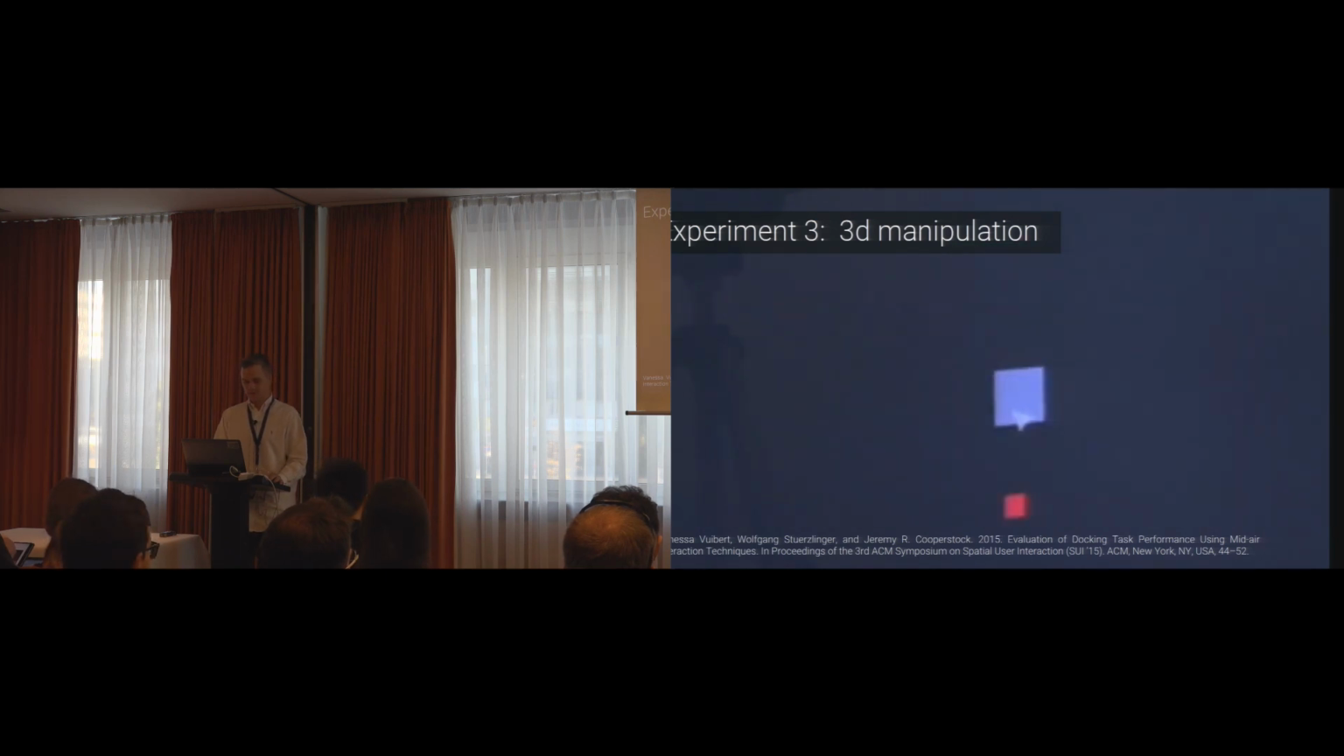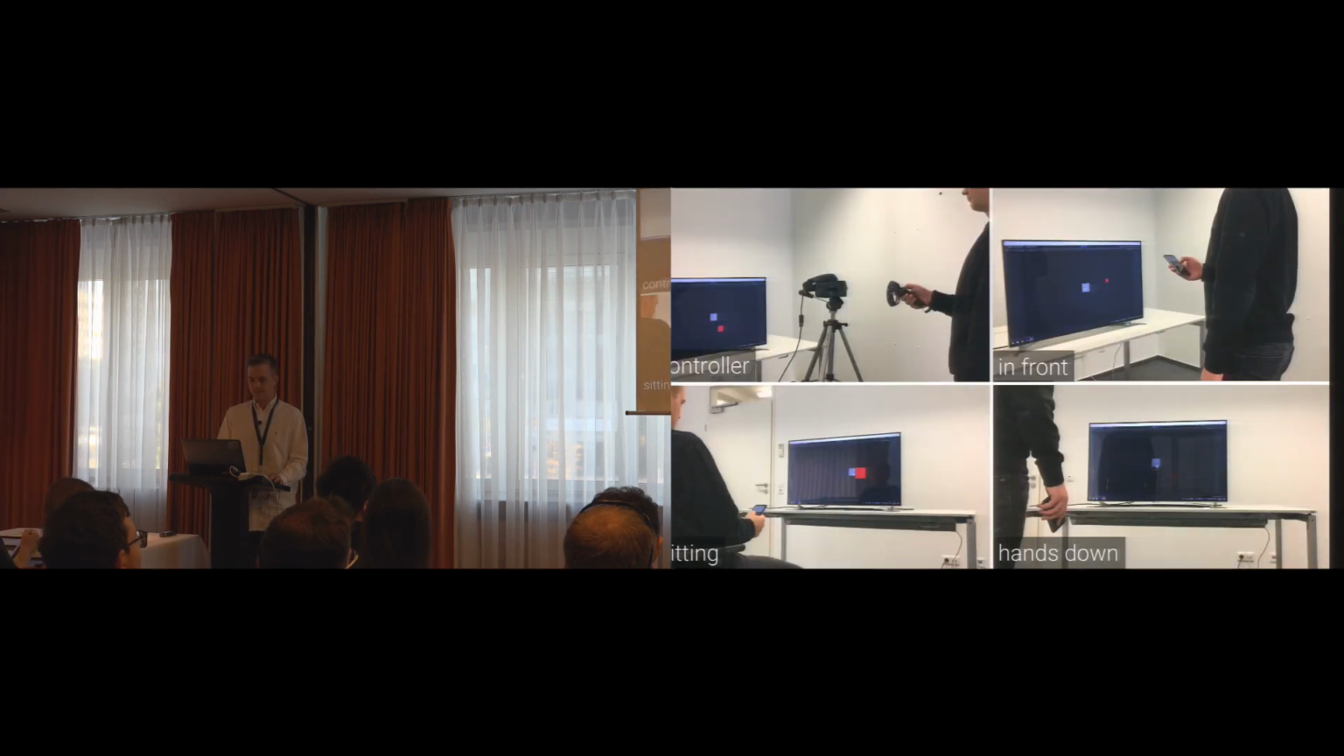When the alignment was successful, both squares disappeared, and the participants needed to move back the 3D cursor to the screen center to get the new trial. Here is the task, and we can also see that we toggled between different positions and sizes of the squares.